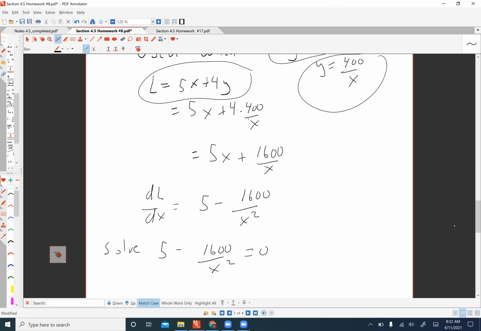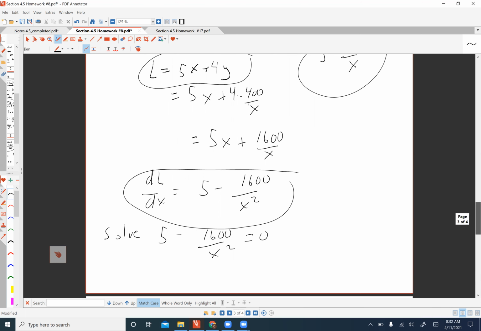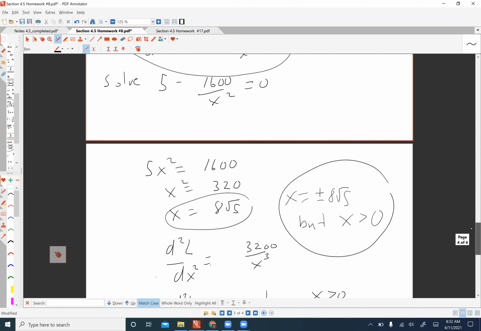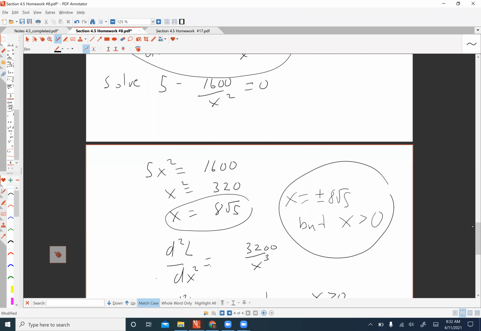Okay, so we want to find the critical point for this derivative function, so just find where the derivative is 0. Solve 5 minus 1600 over x squared equals 0, or 5x squared is 1600. x squared is 320. Just take the square root of both sides. There are actually two solutions to x squared equals 320, but remember, x has to be positive because we're talking about a length. The length can't be negative. So the geometry of the problem tells us that the domain is restricted to x greater than 0.